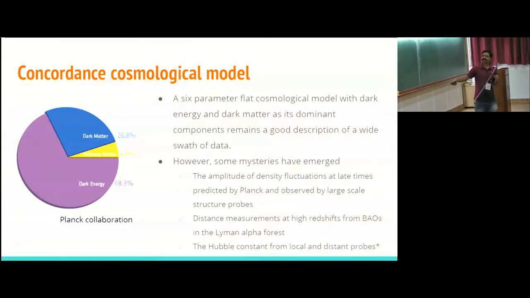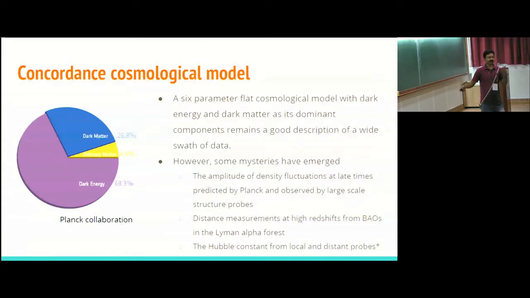The second mystery is related to distance measurements at high redshifts from baryon acoustic oscillations in the Lyman alpha forest. Now, this particular discrepancy is also something which is hard to explain. Most people in the field say that this has to be some sort of systematics that they have still not figured out. And so that is another mystery that has emerged.